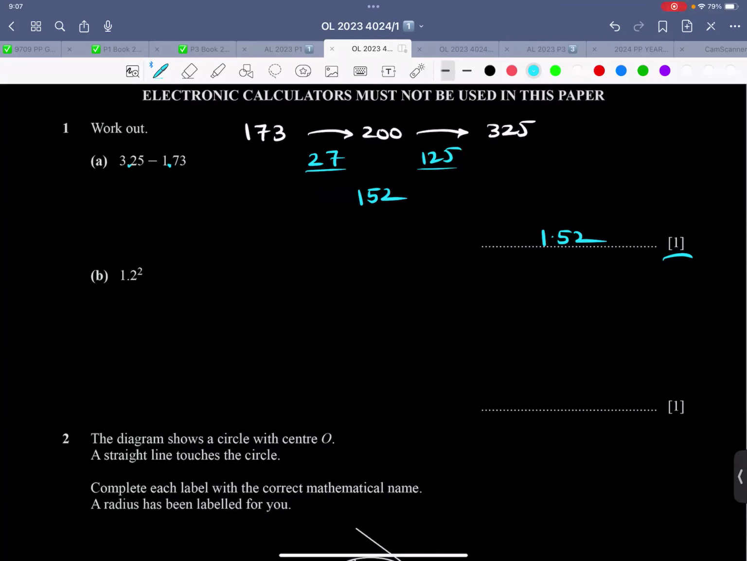1.2 square, that's 1.2 into 1.2, which is 12 over 10 into 12 over 10, which is 144 over 100, which comes out to be 1.44. So the first question about numbers is done.